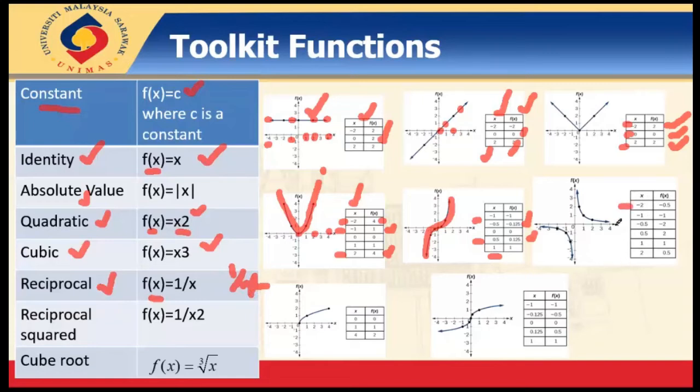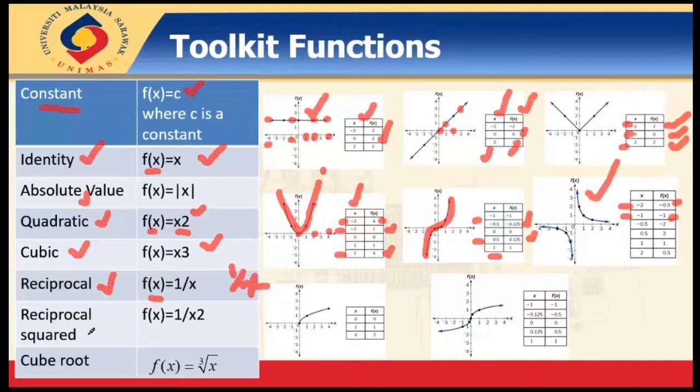Negative 2, 1 divided by negative 2, its value will be negative 0.5. And 1 is the same thing, because 1 divided by 1 is 1. Negative will be the same. So 1 over anything means 1 divided by the input. f of x equals 1 over x, and its graph will be like this.